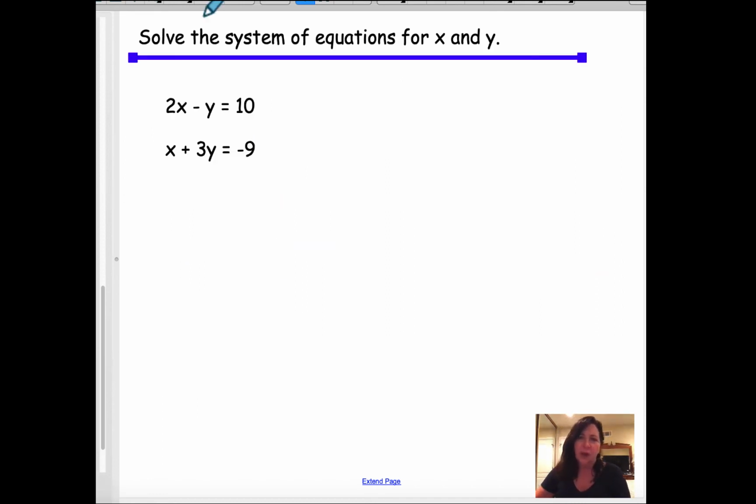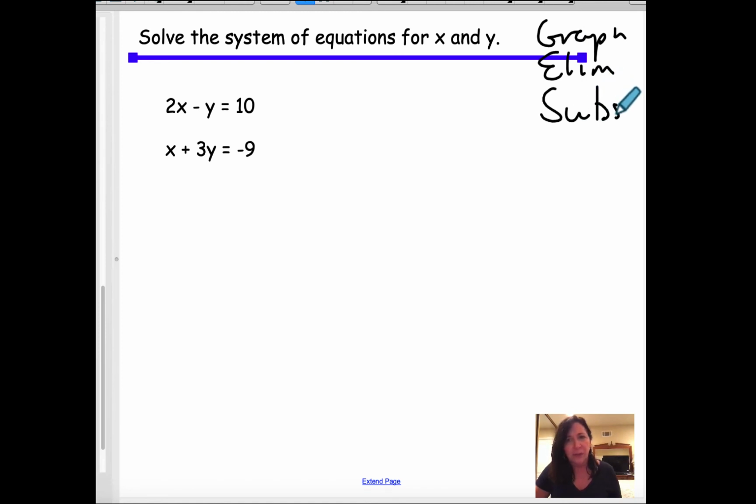This one is saying solve the system of equations for x and y. Now, in the previous video that we went over for the chapter test, not the last minute review, but the actual chapter test review that we did in class, which we may or may not have finished, I talked about all the different ways to solve a system. We talked about the graphing method, we talked about elimination, and we talked about substitution.